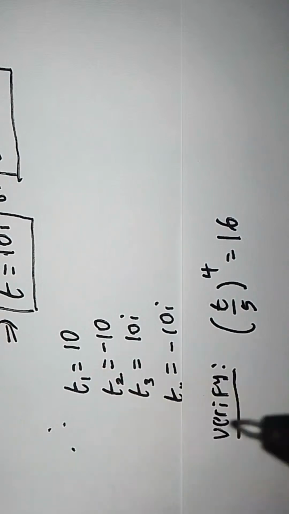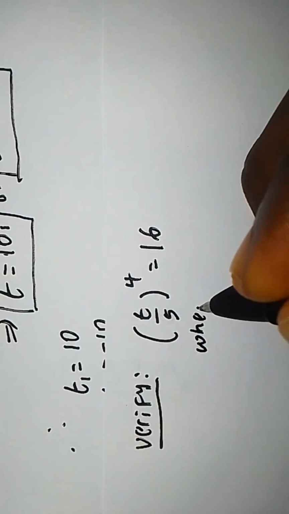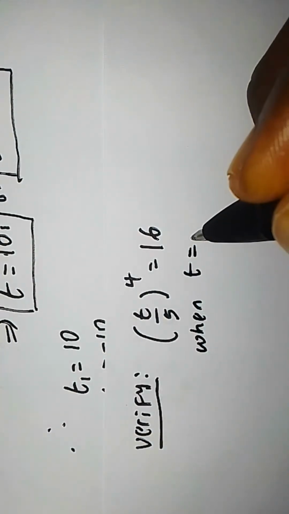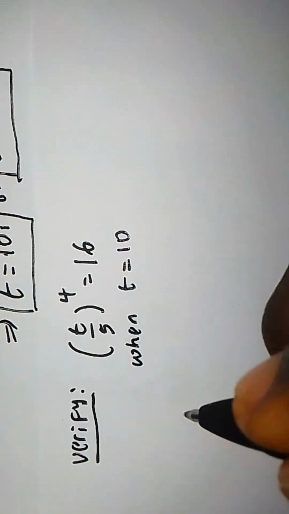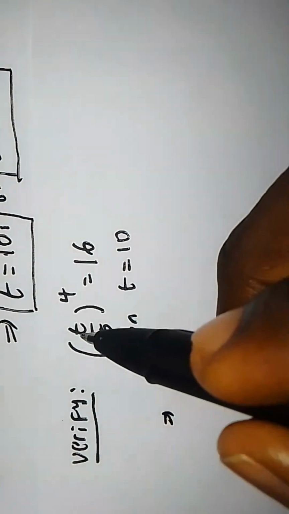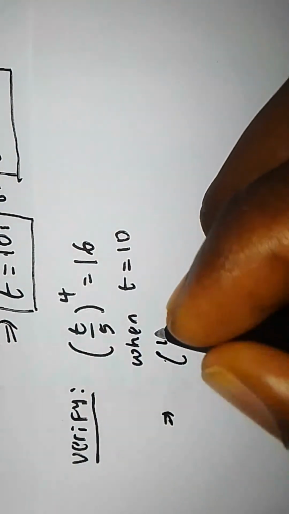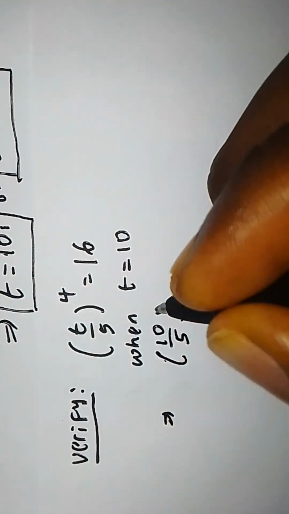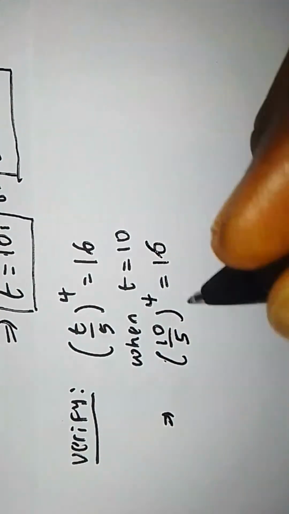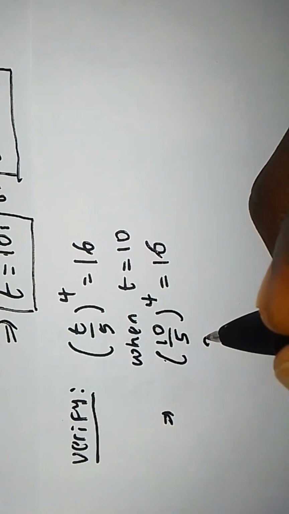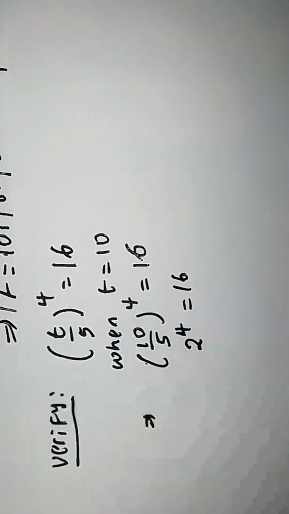When t is equal to 10, let us confirm if this answer is correct. This means that in place of t, we write what? We write 10. So that will be (10/5)^4 equal to 16. 10 divided by 5, that is simply 2, raised to 4 equal to 16.